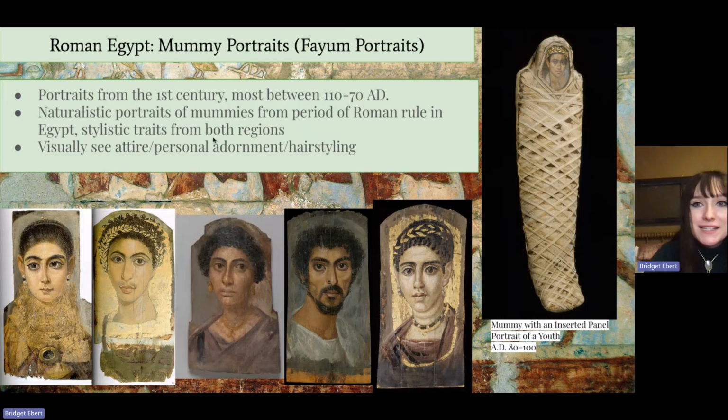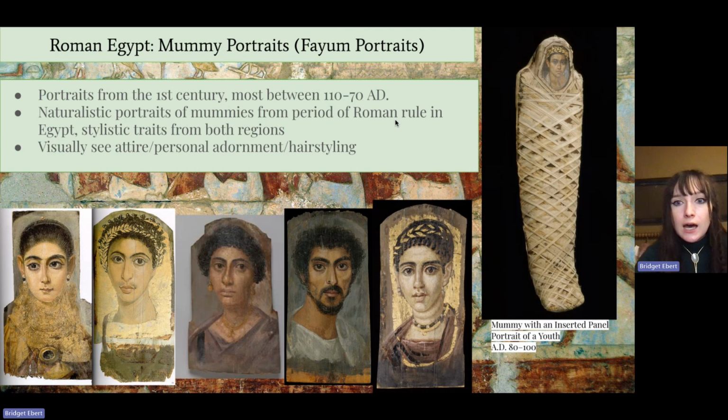All right, and this is another thing that I really find so interesting. These are called Fayum portraits, also known as mummy portraits. And these are portraits from the 1st century. Most of these that I included in here are between 110 to 70 AD. They are naturalistic portraits of mummies from the period of Roman rule in Egypt, and there are stylistic traits from both regions that you can visually see.